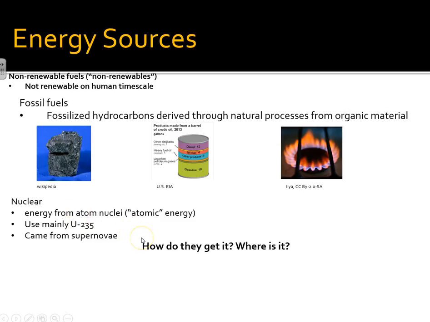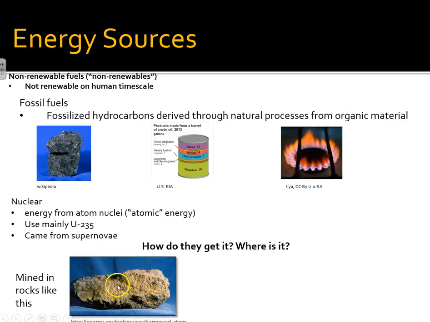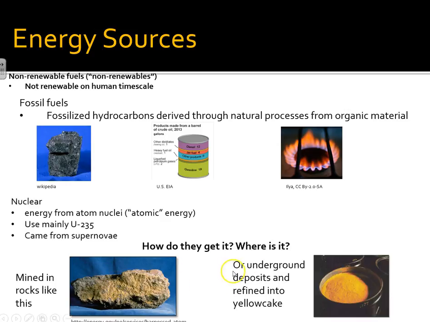So the question is, how do they get nuclear material? Most uranium is mined in rocks like this, or there are underground deposits intermixed in the soil, and you can bring it up and refine it through various means, and you end up with this powder. It's a little different than oil and natural gas and even coal. Then you refine that and put it into pellets, and that's what you use.